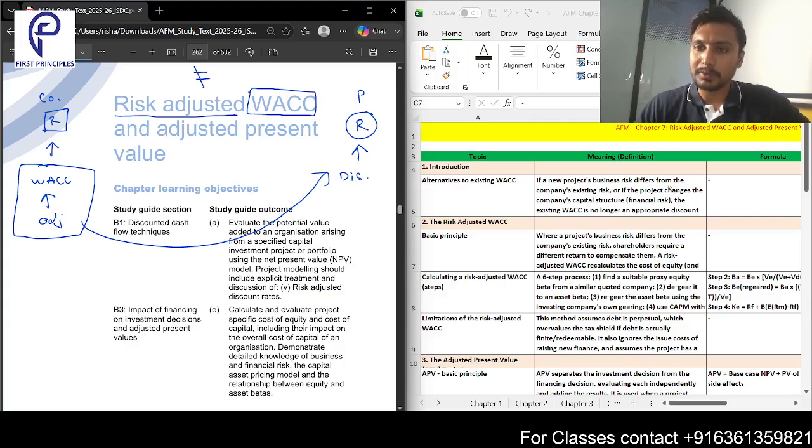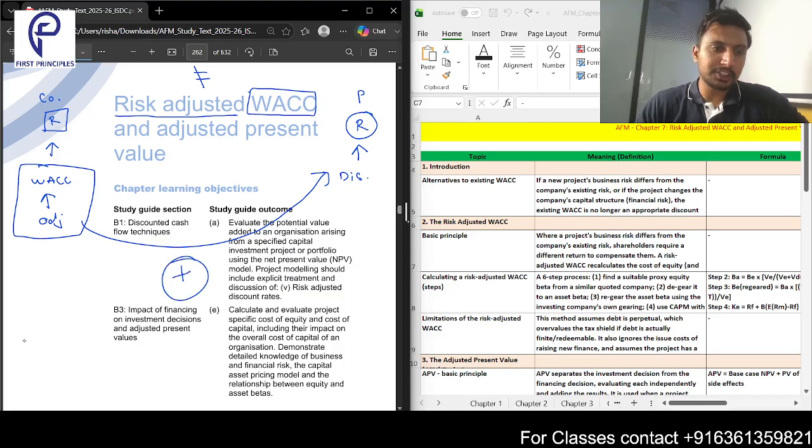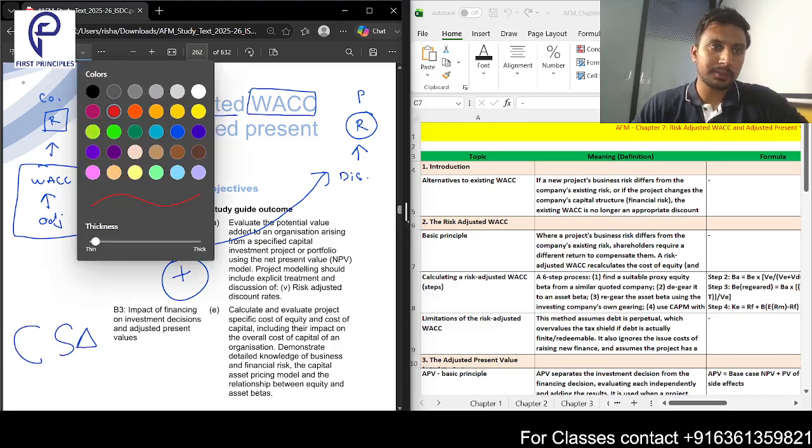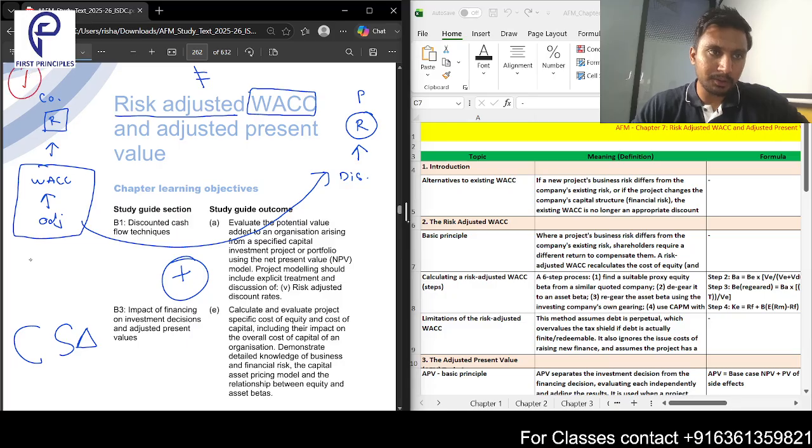If the new project's business risk differs from the company's existing risk, or if the project changes the capital structure of the company, the existing WACC cannot be used. So one is this case. Second, the new project changes the capital structure of the company. Two instances: one we saw when the risk is not the same, second, the new project changes the capital structure of the company.